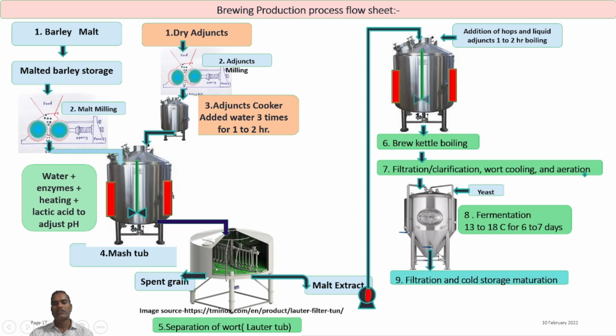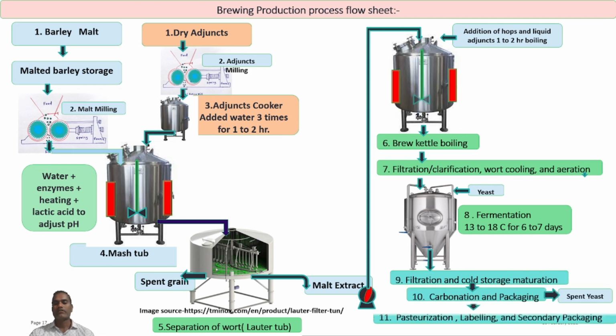The next steps are filtration, then cooling, and after that maturation in chilling tanks, which is carried out for 1 to 2 weeks. After that comes carbonation, using an automatic pressurized carbonation system, and then packaging. For glass bottles, pasteurization is compulsory in the brewing process. Next are labeling and secondary packaging. These are the main steps involved in the beer manufacturing process.